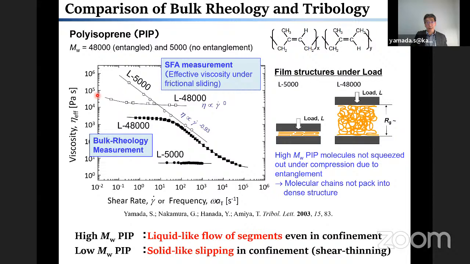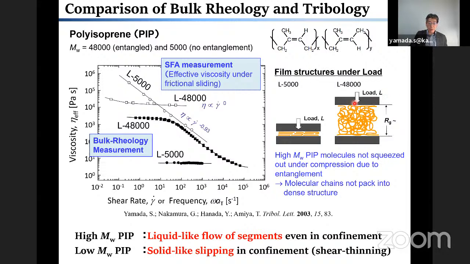When we contrast these results with the bulk rheology measurements, we can see a liquid-like to solid-like transition for the low molecular weight sample, constant viscosity to shear thinning with a slope of -1, a typical solid-like shift of the behavior. And for 48,000, we do not see the transition, and liquid-like properties are also observed for the confined films.